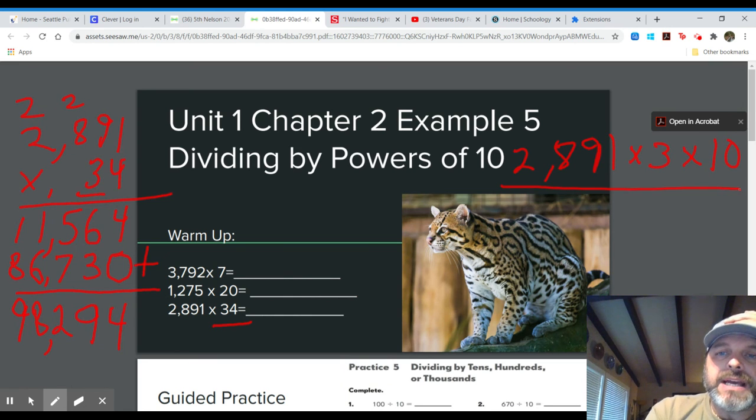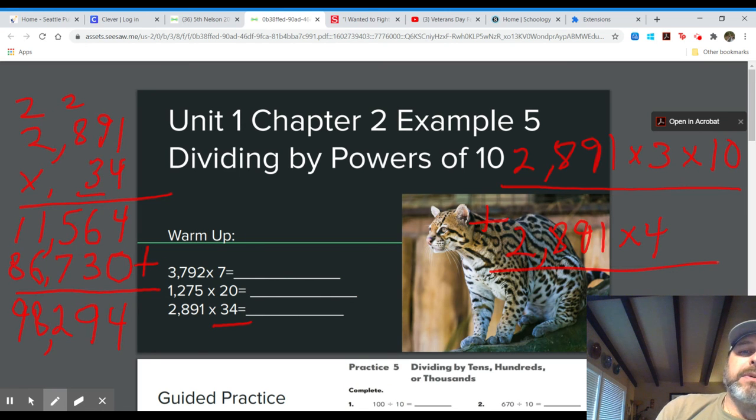And I would add that, whatever the answer to that is, plus, and I would have to do it separately, 2,891 times 4. Okay. And that would be the second part of the problem. And you have to add those two answers together from the top one and the bottom one. So that might be a little easier for you if you want to do that method as well. So it's all about breaking the number down into smaller numbers.